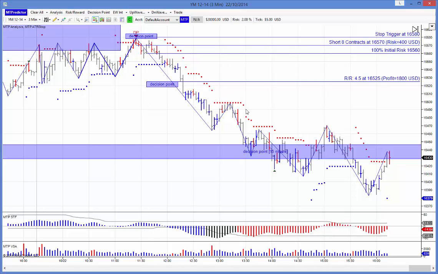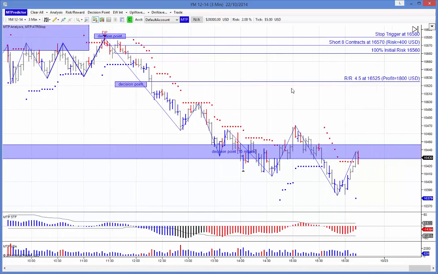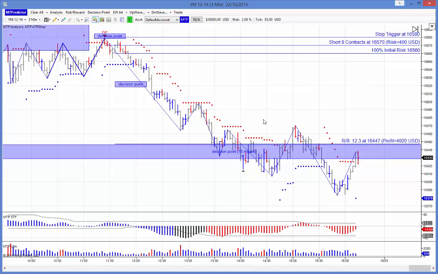Therefore we use our ATR stop, which is our red and blue dots, red dots because we're going down, to manage the trade. So that would have held you short all the way down to just about there. And as you can see that actually coincided quite nicely with the higher time frame support as well. But the beauty of this was, look at the profit. The profit here was 12 times the initial risk.